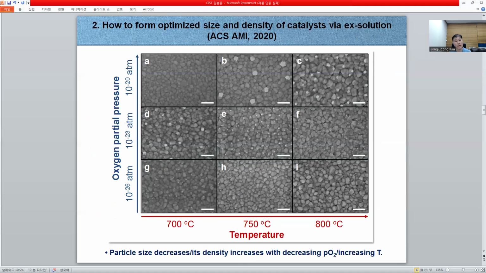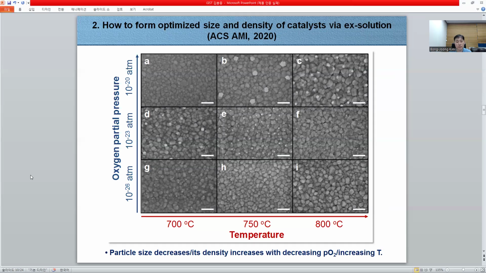The next published paper informs us how to form optimized size and density of catalyst via exsolution. Using ex situ experiments of cobalt-doped strontium titanium oxide film, we checked the conditions of several oxygen partial pressures and annealing temperatures. As you can see in the images, the exsolved particle size decreases, and its density also decreases with increasing oxygen partial pressure and increasing temperature.